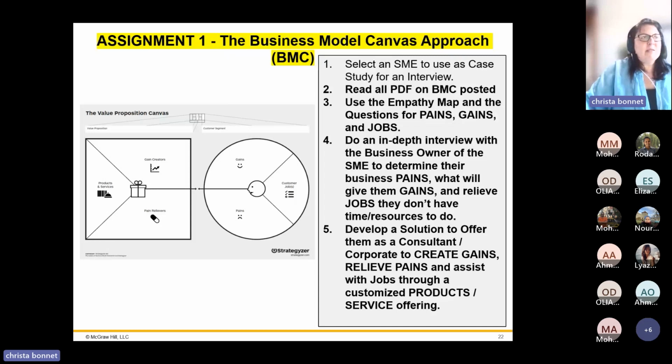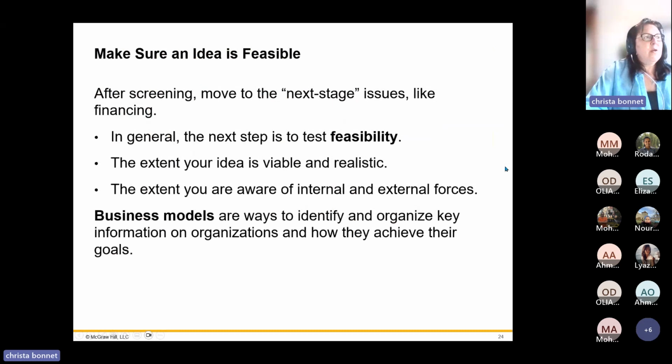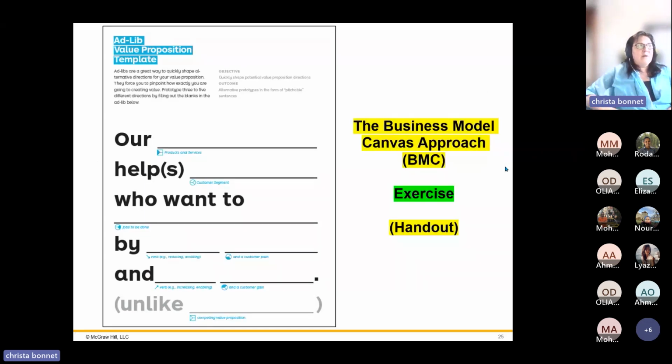So the second assignment is, once you have done this, you're going to design a value proposition. Can you see in front of you on the screen is the business model canvas approach. There's a green exercise. On the left, on top is an ad lib value proposition template. Can you see that? Yes. Okay, beautiful, thank you.